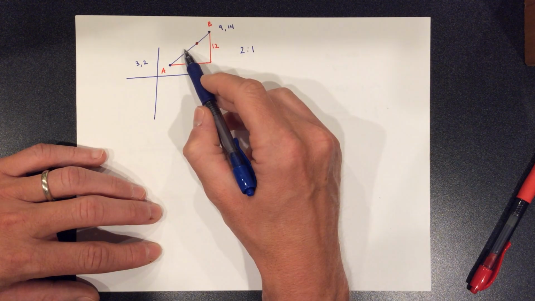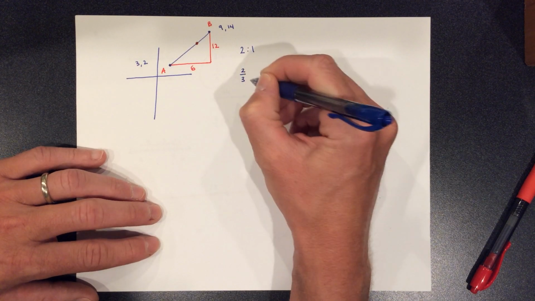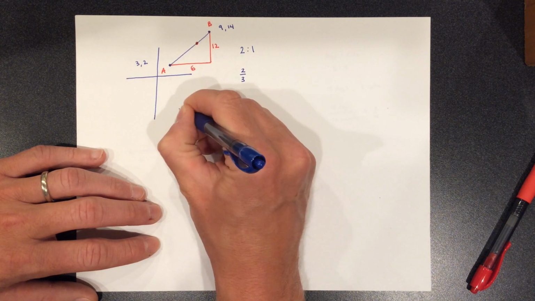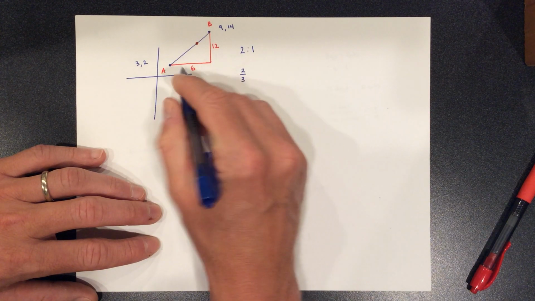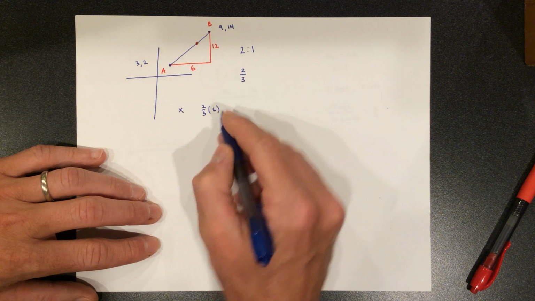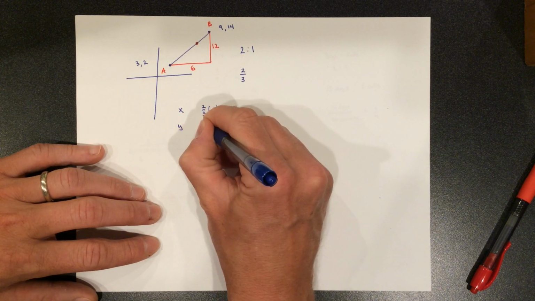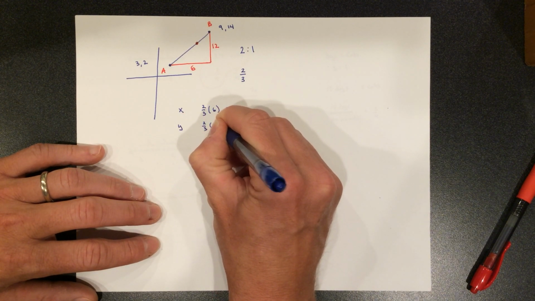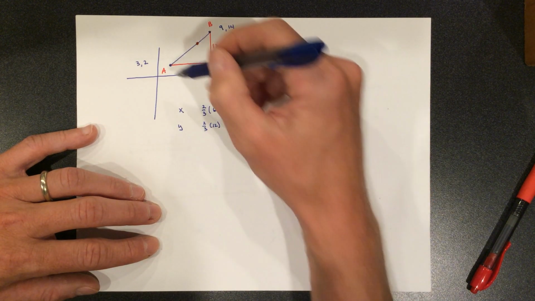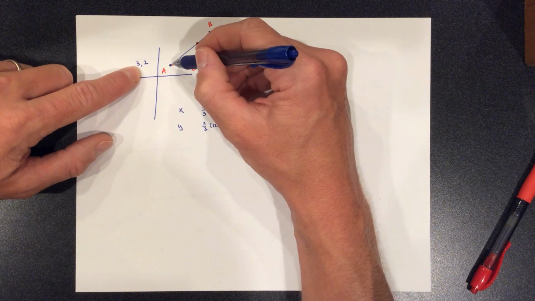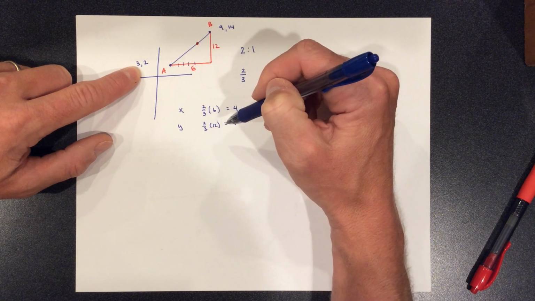Well, if I split this into a 2-to-1 ratio, I want to go 2/3 of the way over. Okay, so let's find our x value. 2/3 of 6. Don't take 6 steps. Take 2/3 of those steps. Take 4 steps. My y value. Take 2/3 of 12. 2/3 of 12 is 8. So instead of taking 6 steps over, I want to take 4 steps over. So 1, 2, 3, 4 steps over instead of 6.